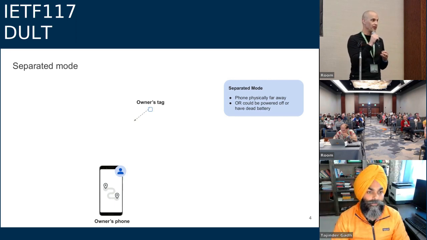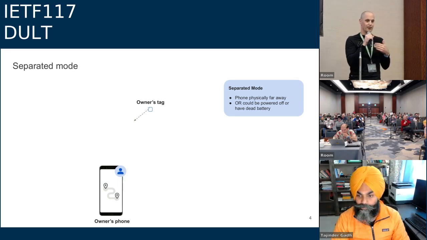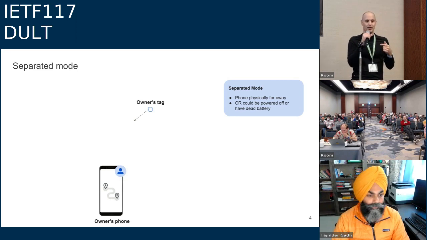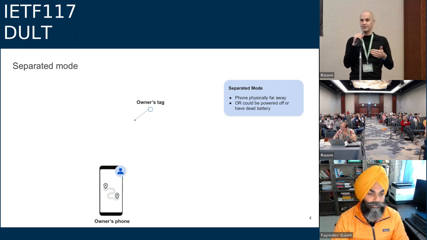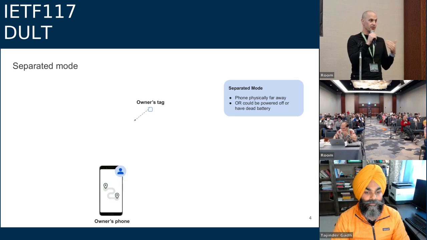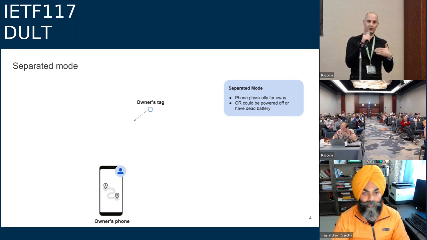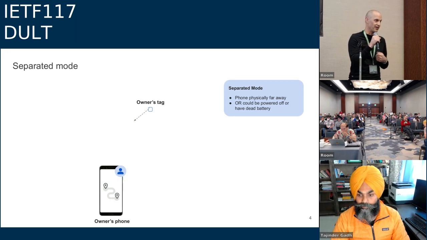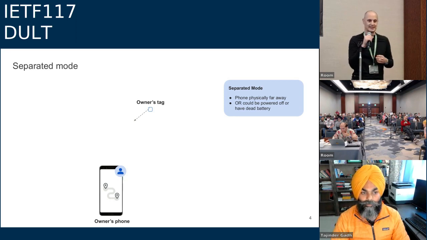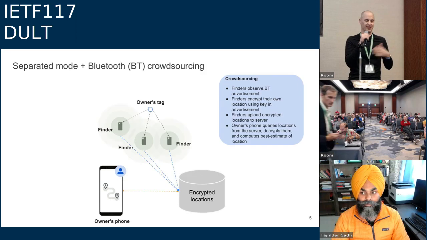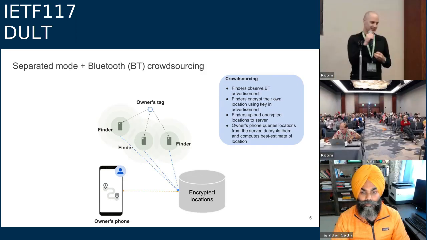So in separated mode, the tag is physically far away from the owner's phone or owner's devices. Physically far here is defined as outside of Bluetooth operating range. Of course, the tag could also be in this mode if the phone is powered off or its battery has died, but the nominal case is it's physically far away. In this case, because it's far away, you want to enable crowdsourcing. It's relevant to understand the location of the accessory when it's far away. When it's close to you, in near owner mode, crowdsourcing doesn't matter because it's physically close to you. So let's go to the next slide. Great.